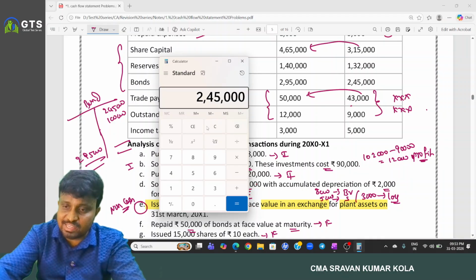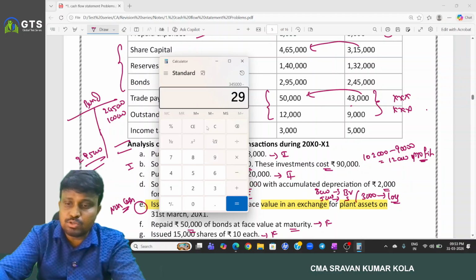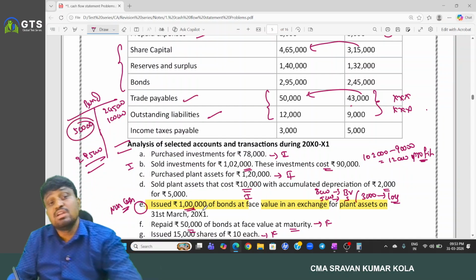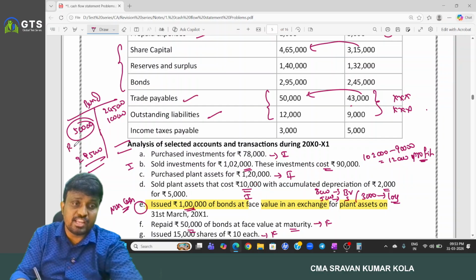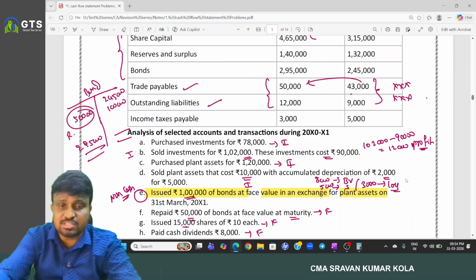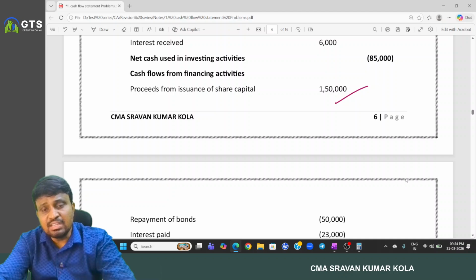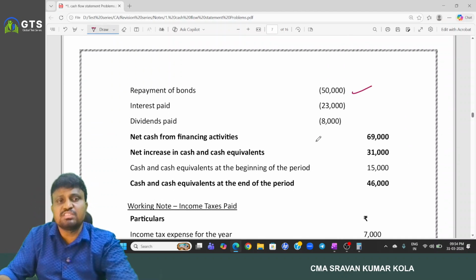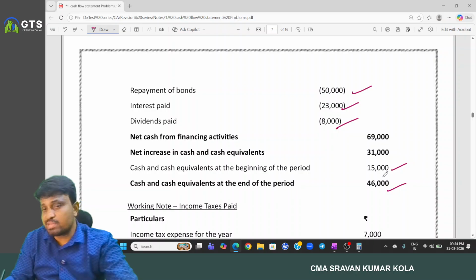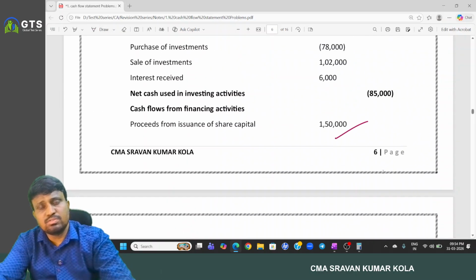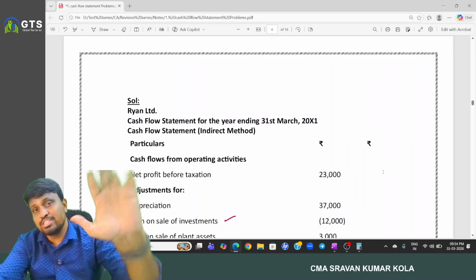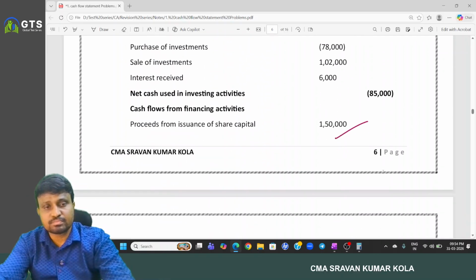So 2,45,000 plus 1 lakh minus 2,95,000, and some difference is there. How much amount? 50,000. And that 50,000 is nothing but repayment of bonds, and we have to consider that here. Repayment of the bonds is 50,000. And interest paid, dividend paid, we have to consider. And the opening balance is added, we get the closing balance. So, indirect method simply, just remember the format, follow the steps. So easily we can get it, okay?